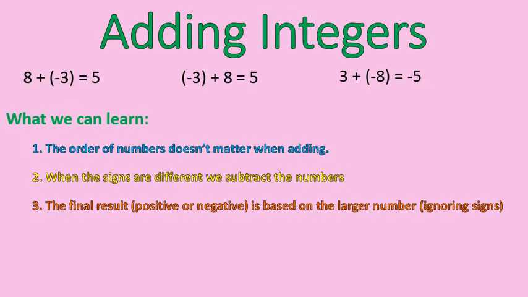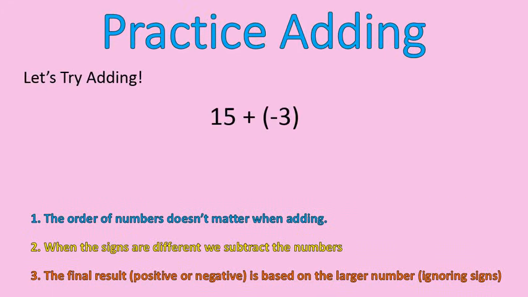And of course, number 2, when the signs are different, we subtract the numbers. Did you see that with this one here? 8 minus 3 is 5. All of them are subtraction, really. So when the signs are different, we subtract. I have a colleague who says, when the signs are different, you find the difference. I really like that. So let's try adding a couple of them.